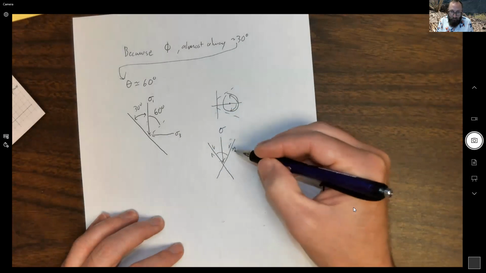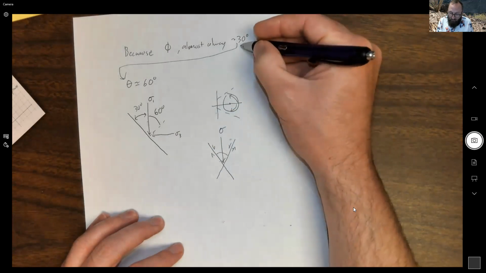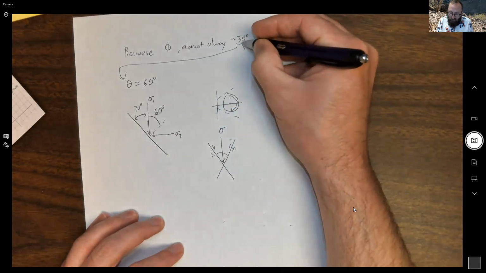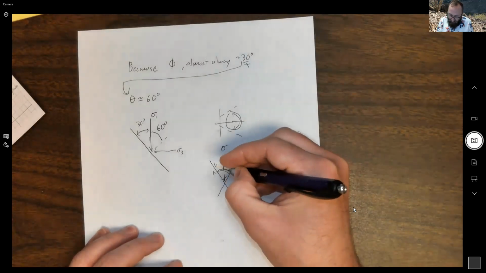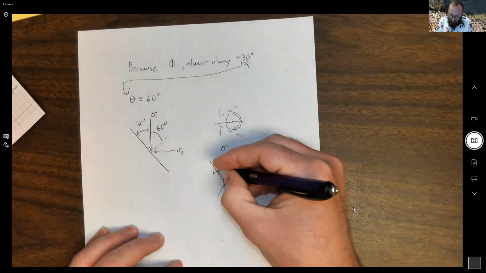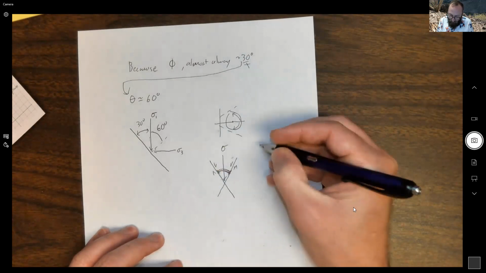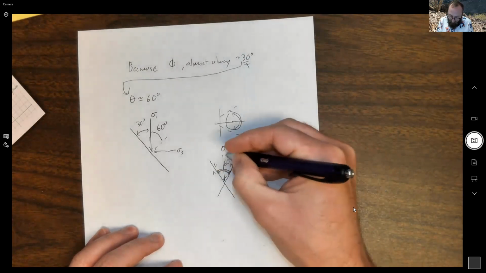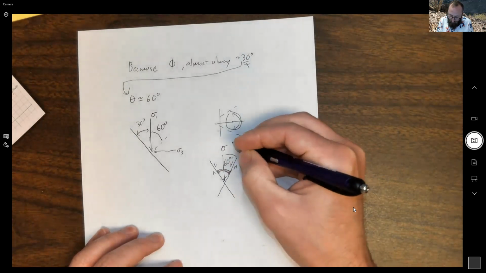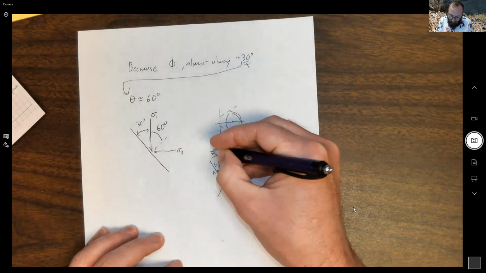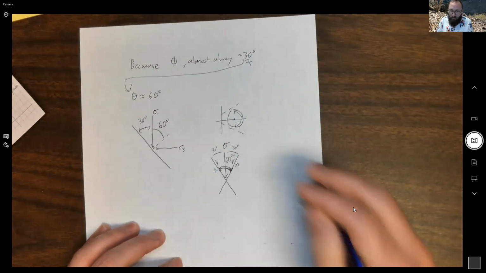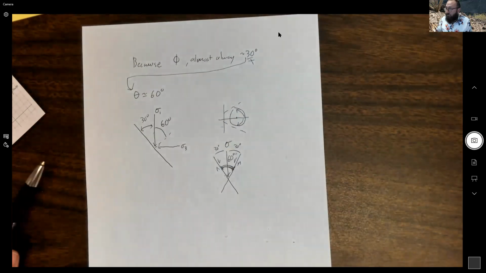And as long as the internal angle of friction is 30 degrees, then usually this angle between the two conjugate fault sets is 60 degrees, because the angle between sigma 1 and a fault plane is 30 degrees. So on each side of that, it's 30 degrees. Okay, so this acute angle is typically 60 degrees.